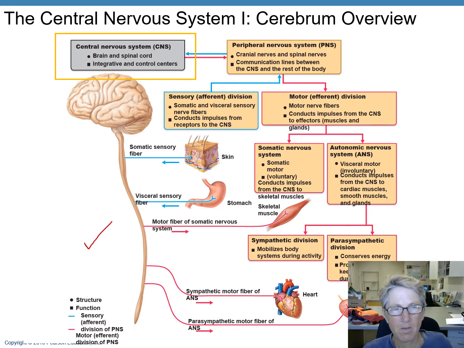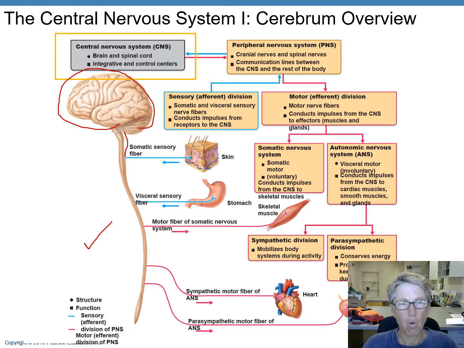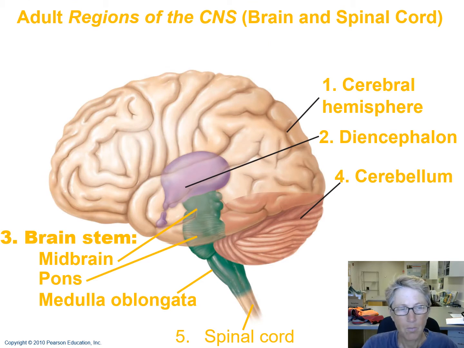So the Central Nervous System includes the brain and the spinal cord, and it functions as an integrative center and a control center. You're going to integrate information in the form of action potentials traveling in neurons, and then you're going to send out information too. So you're going to control basically the homeostasis of the body. The endocrine system also helps control homeostasis.